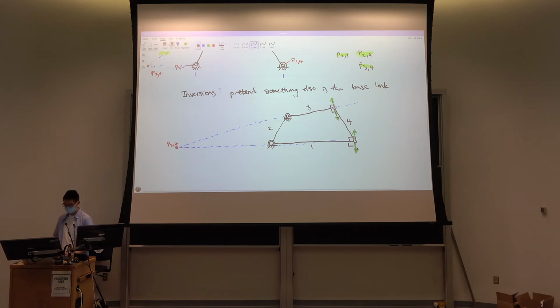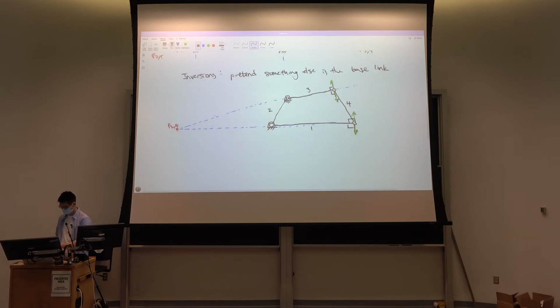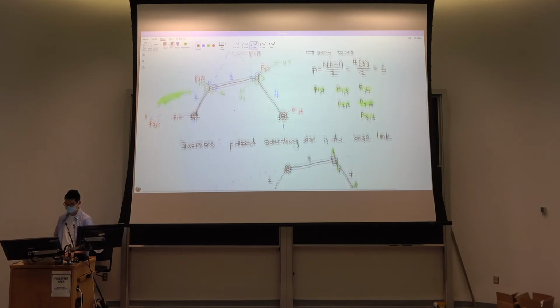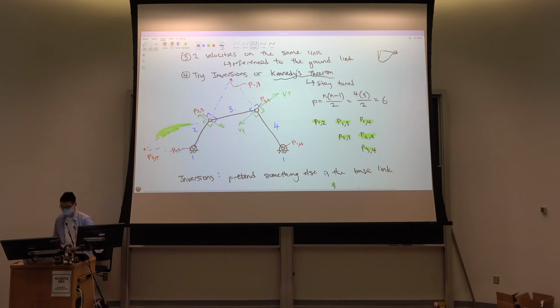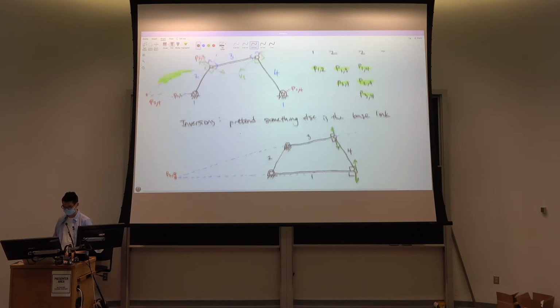So now let's learn about Kennedy's theorem, this thing that I've been hyping up so much. Okay, so let's take a look at all these instance centers that I found. And I want you to notice there's a few areas where a number of instance centers line up on the same line. Specifically, there are a few instances where 3 instance centers are all on the same line. Let's try to list them out.